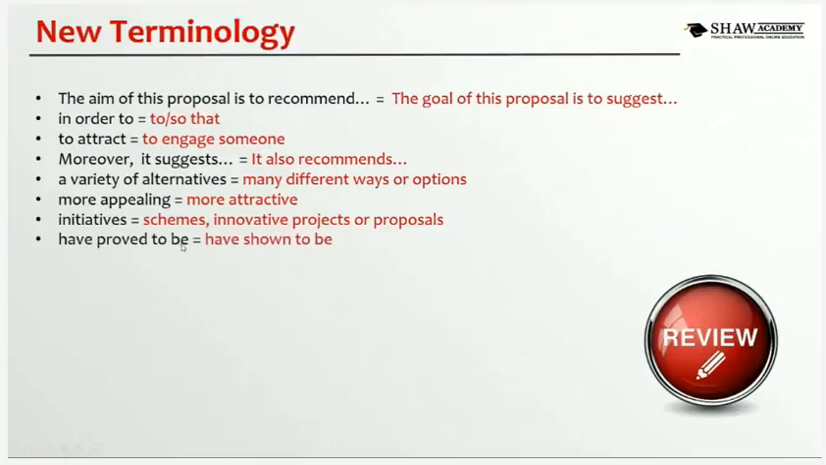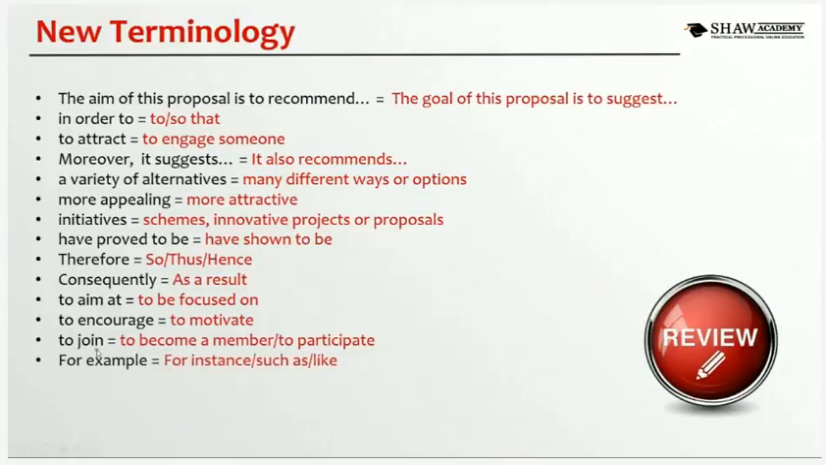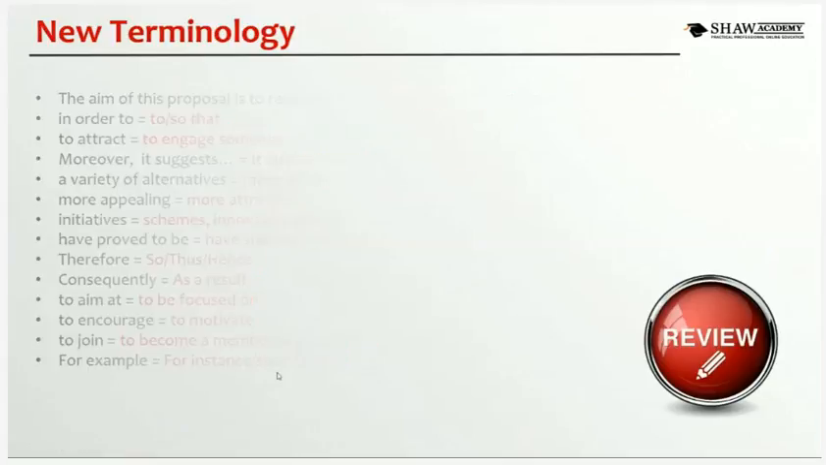Okay, have proved to be. So that means have shown to be. Therefore, we already know. Consequently, we saw in the last lesson, as a result. To aim to means to be focused on. To encourage, we had that before, means to motivate somebody. And to join, to become a member or to participate. For example, we saw that in the last webinar too. For instance, such as or like.